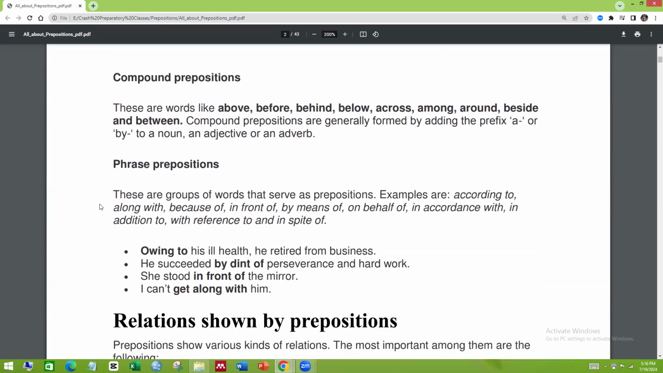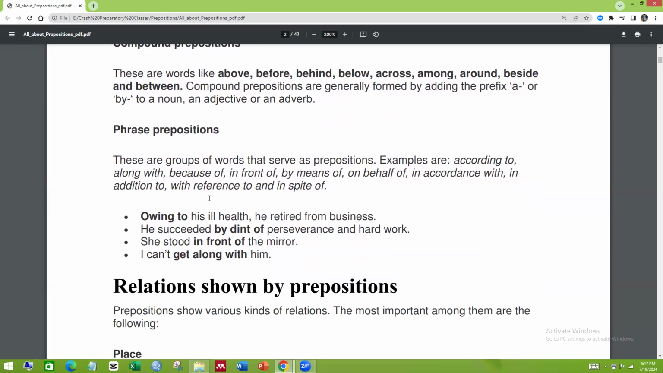अब आगे चलते हैं. उसके बाद है phrase prepositions. These are groups of words that serve as prepositions. Examples are according to, along with, because of, in front of. We also call them the connectors in writing. जब हम paragraph transitions use करते हैं या फिर ideas की transition to the other ideas, तो ऐसे words हम काफी use करते हैं in our paragraphs, in our writing formations. So we use such words there. इसके बाद है by means of, on behalf of, in accordance with, in addition to, with reference to, and in spite of. Phrase prepositions के दूसरे नाम भी हैं in English grammar.